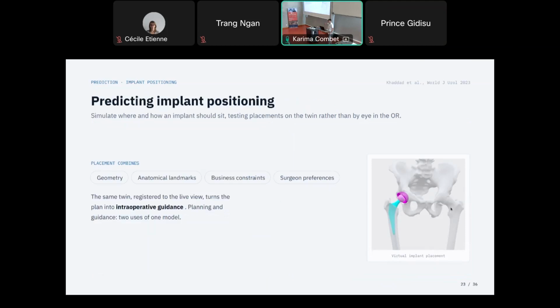What we can do based on this twin is to predict, for example, implant positioning. I will dig into it more deeply, I think, in the next session. We can use AI to do pose estimation of the implant based on a lot of constraints like geometry, anatomical landmarks, business constraints, and surgeon preferences. And we can train networks to place implants.